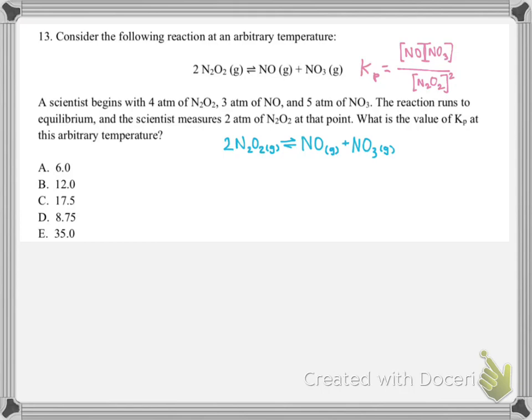Okay, so we have our Kp expression, and what we eventually want to do is plug in equilibrium pressures instead of just writing in the molecules. Here they give us initial values and equilibrium values. We can see how they change, so we're going to use an ICE table. And they tell us we're starting with 4 atm of our N2O2, 3 atm of NO, and 5 atm of NO3.